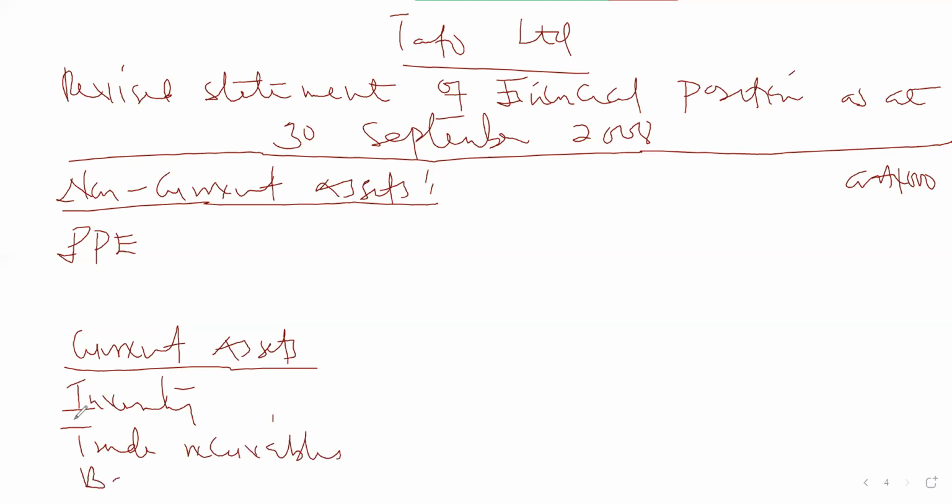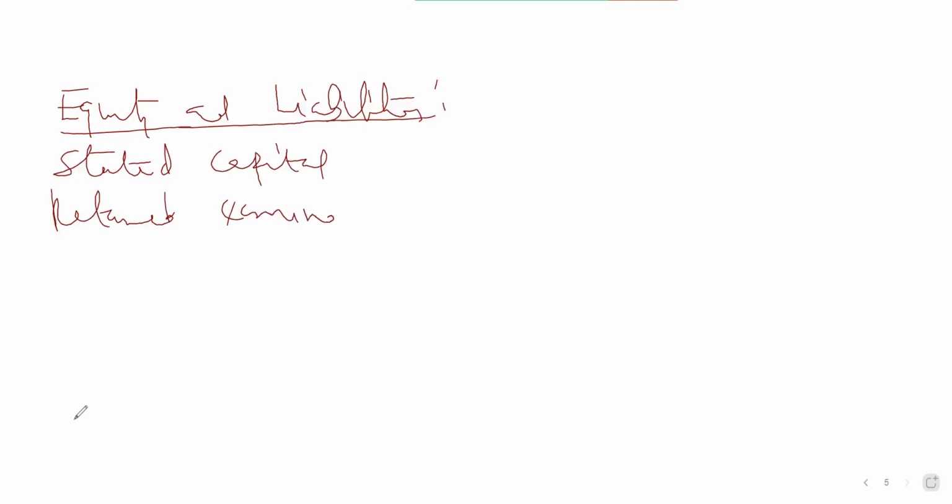We have bank. Am I correct? Yeah. Okay. Then we come to equity and liabilities. Equity and liabilities, we have the stated capital. Stated capital. Just put it. We have your retained earnings. You have your retained earnings.